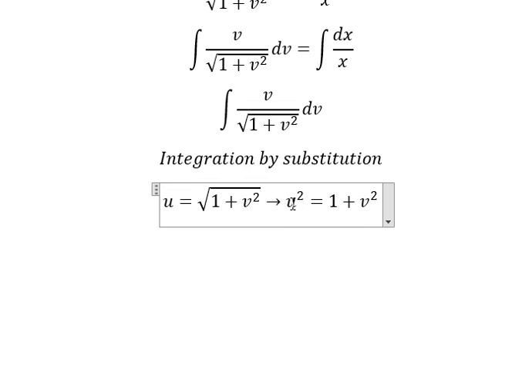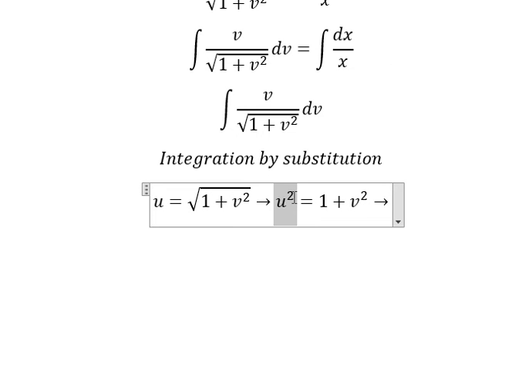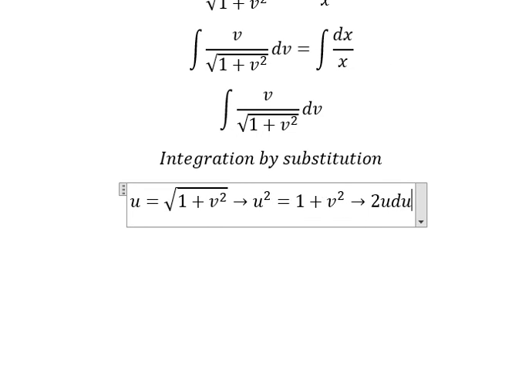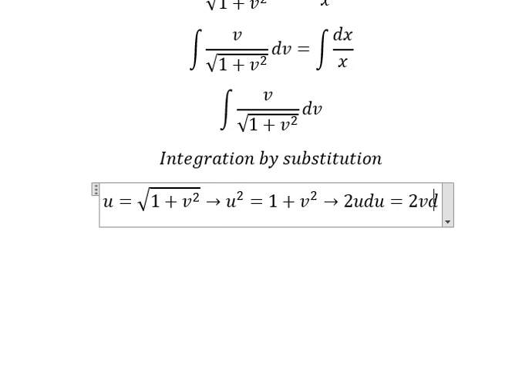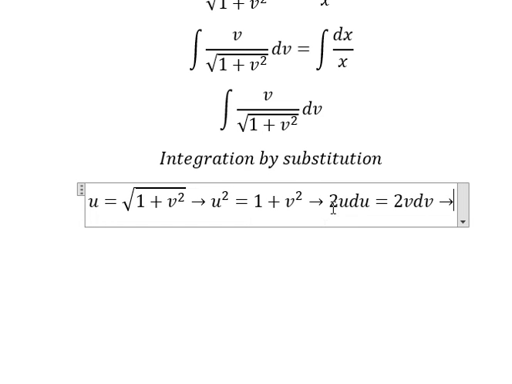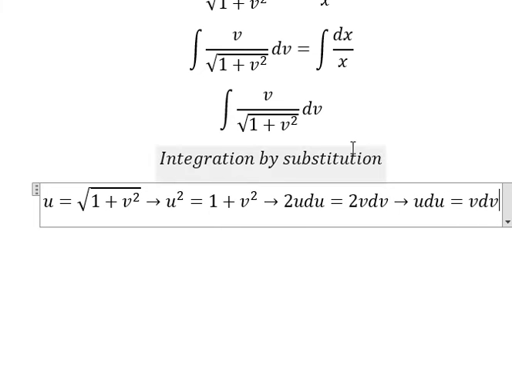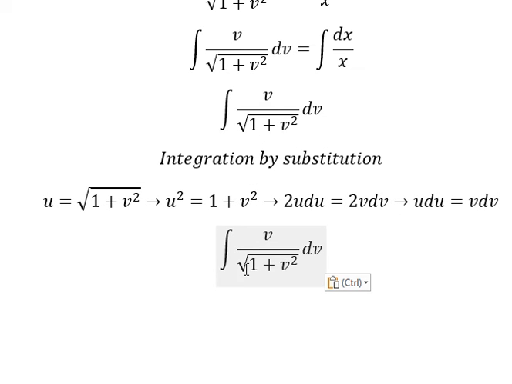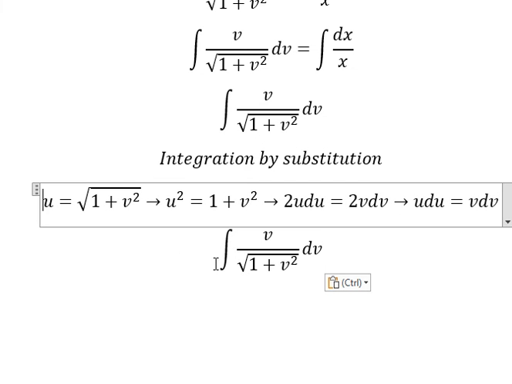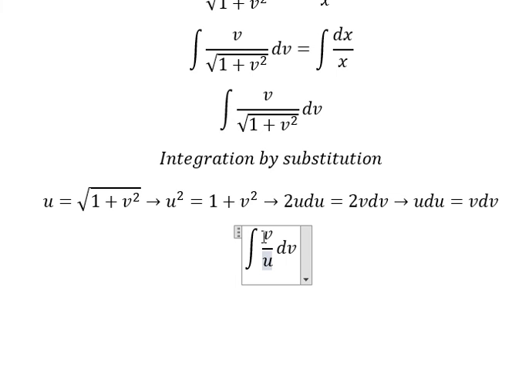Next, we do first derivative for both sides. This one we have 2u. This one, that is about the constant, so you got 0. This one we have 2v dv. Later that, we divide both sides by number 2. So this one we change by u. v dv we change by u du.